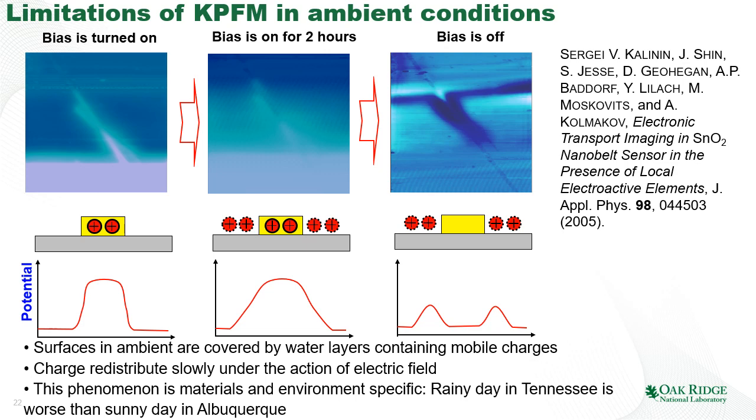So what goes on? What happens is that surfaces in ambient are covered by water layers, which contain mobile charges and can be electrically dissociated. If I apply bias for an extended amount of time, these charges start to redistribute relatively slowly, on the time scales of tens of minutes and hours, under the action of the electric field. And I can see these halos of the charges spreading over the surface. So if I turn the bias off, then the charges remain for some time, and it actually will take them some time to disappear from the material.